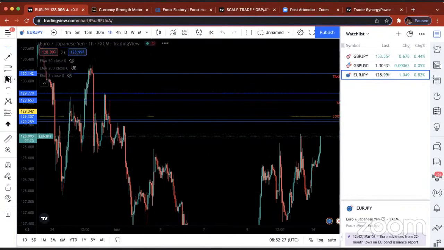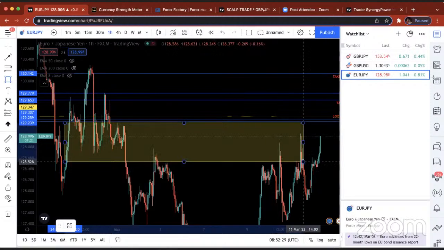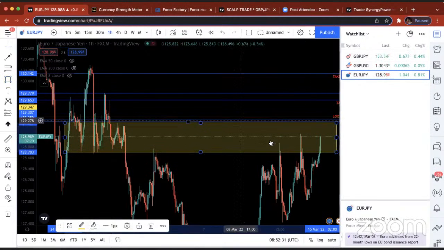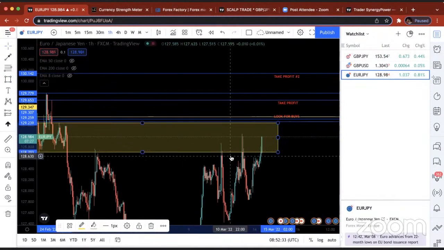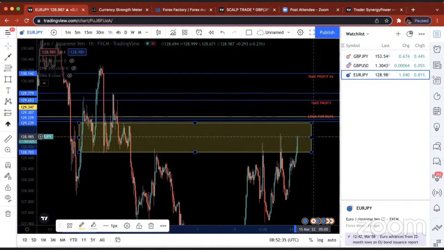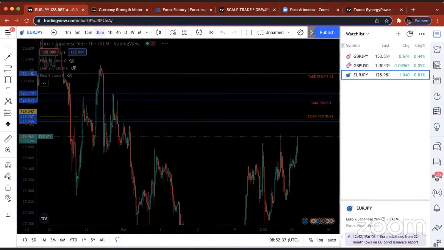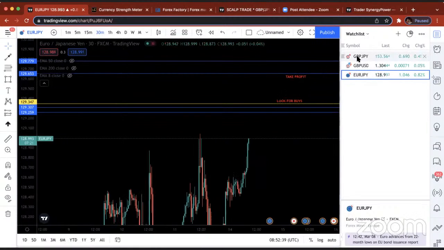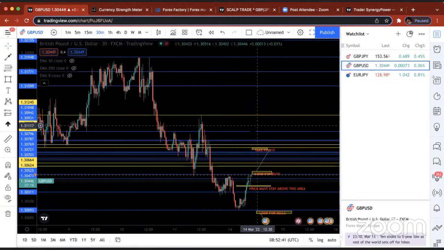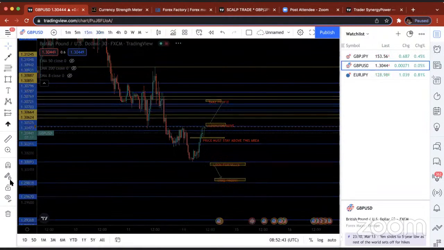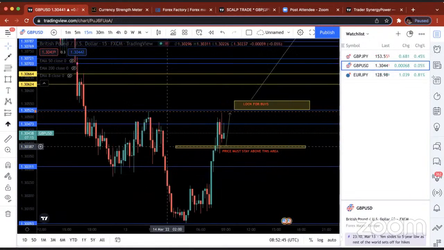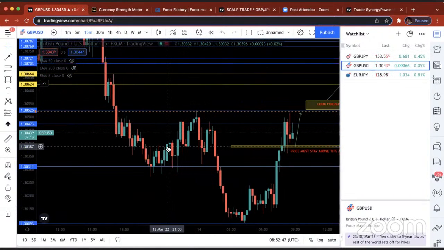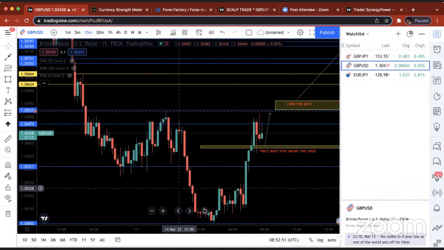A lot of rejection right here. Look at this. That's why I don't want to take any trades here. A lot of rejection incoming. So we'll see how GJ reacts. If I do take a trade, I'll use half of my lot size. No exaggeration.